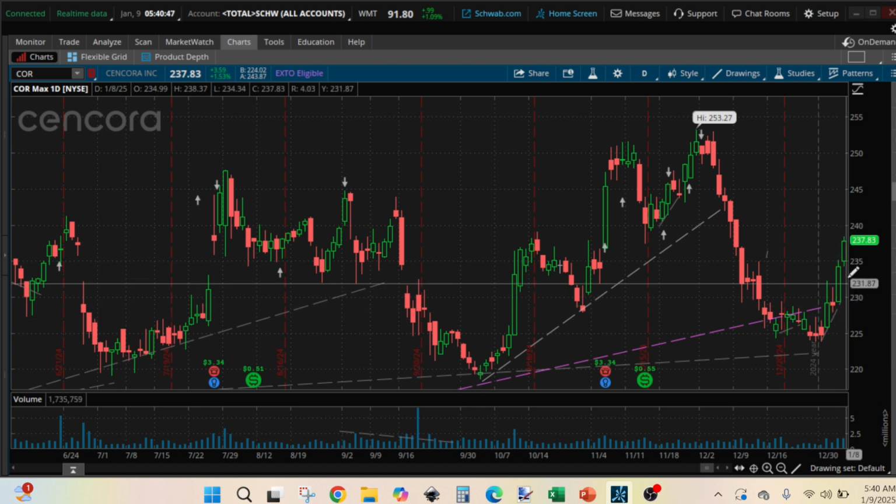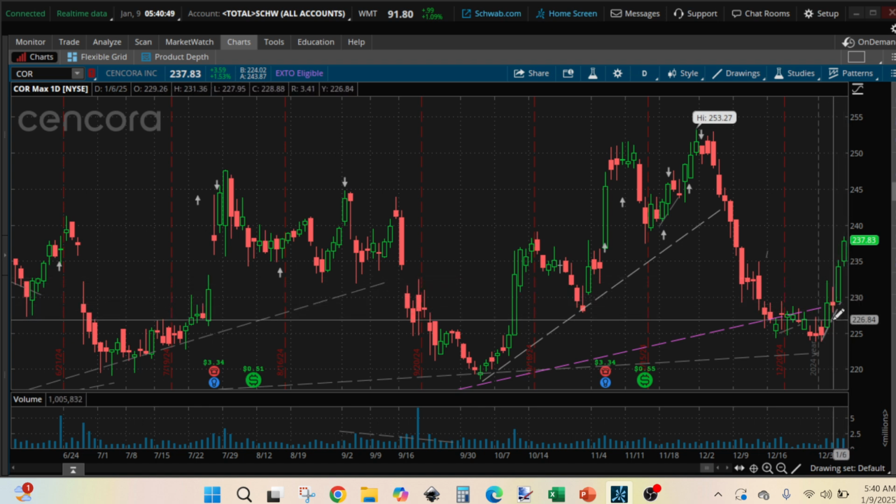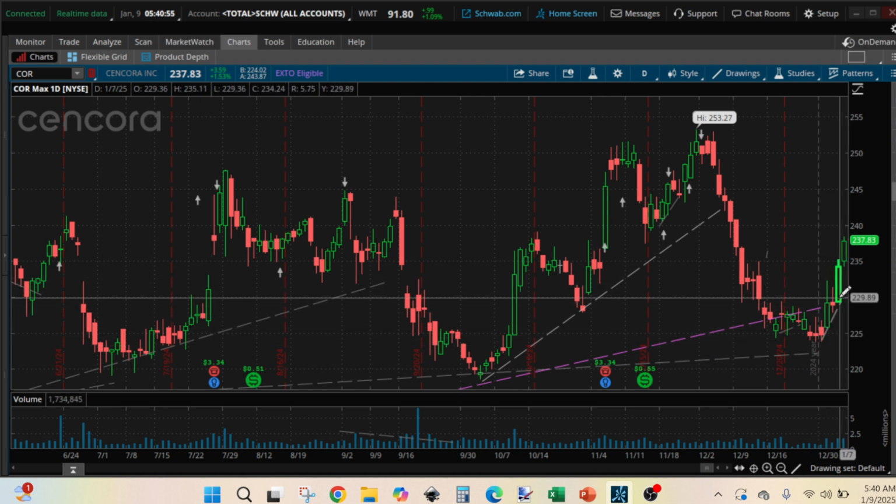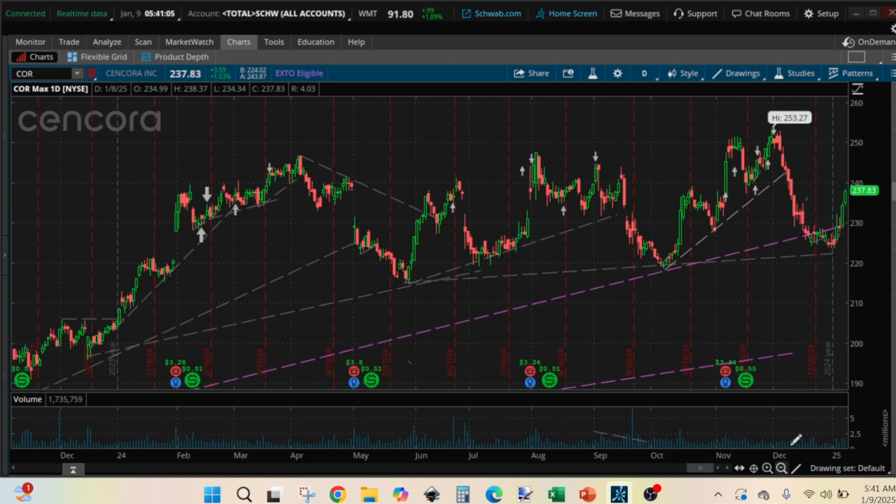But again, it's just more precaution to make sure we don't get in too early and then the price will choose to go to the next lower trend line. That is why we are waiting for those types of higher lows to have a better confirmation that we can get in. We like to get in around this trend line here.